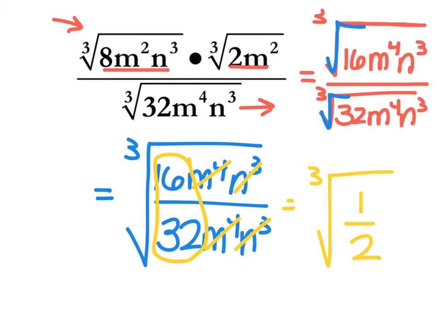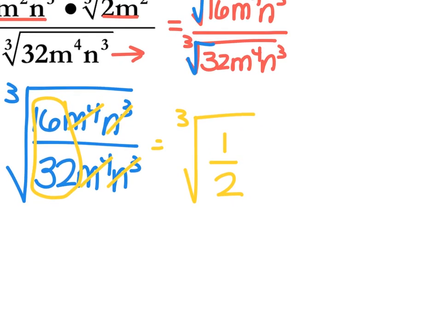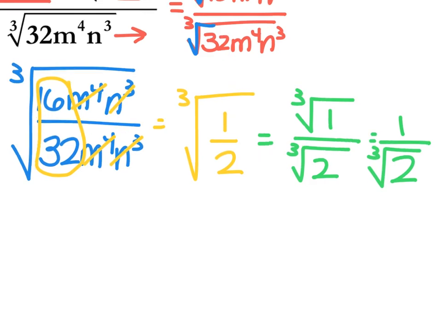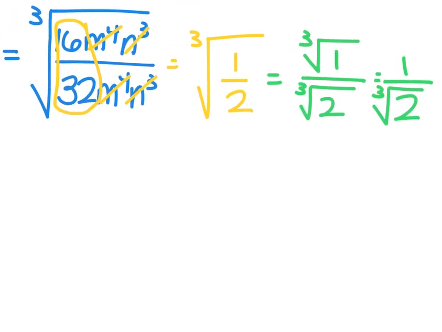Okay, but now I have to split it back up. So this is the cube root of 1 over the cube root of 2. Okay, well, the cube root of 1 is 1. So I have 1 over the cube root of 2. And then just like yesterday, we do have to rationalize. So 1 over the cube root of 2.